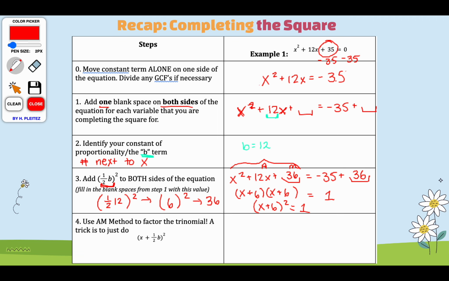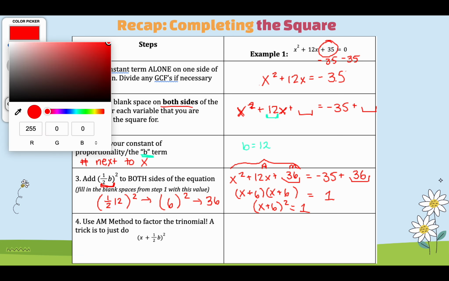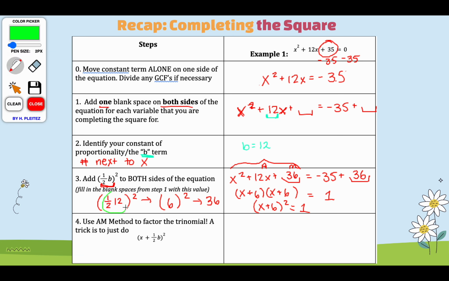Now there's a trick that we can use here. The trick is to just do x plus 1/2 of b squared. Remember, we found that 1/2 of b over here, right? We had to find 1/2 of b squared anyway, so we already have half of our b value, and that value goes in here. We had x plus 6 squared.